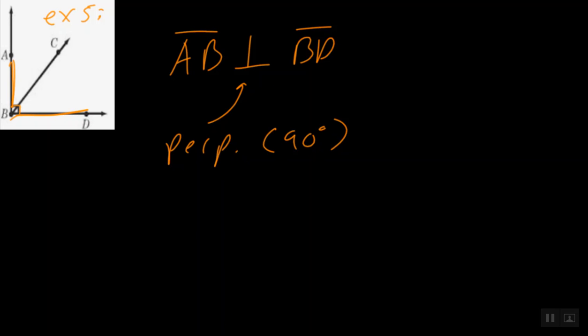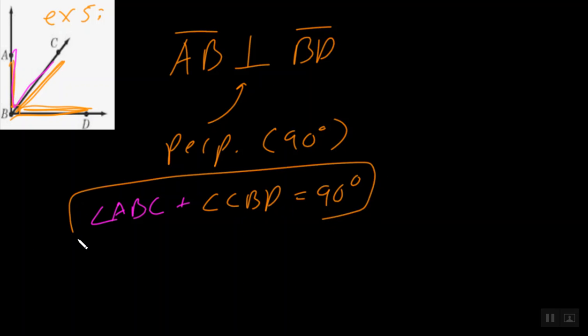So what could we say here? We could actually say, I'll use this nice purple here, that this part right here, angle ABC, plus, let's go back to this nice orange, angle CBD is equal to 90 degrees.